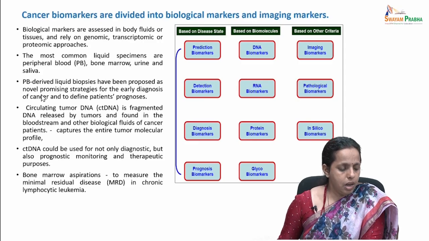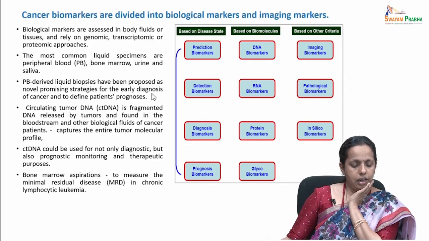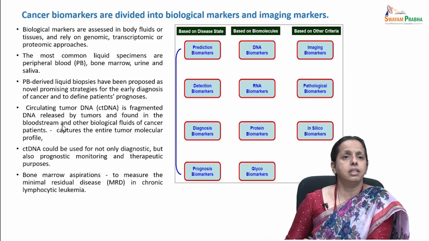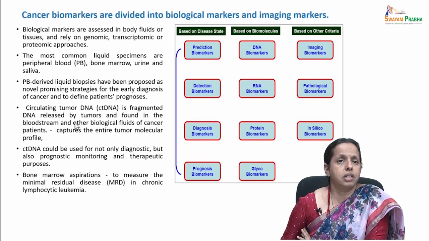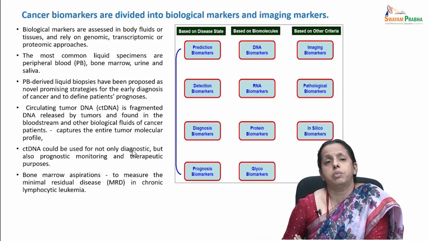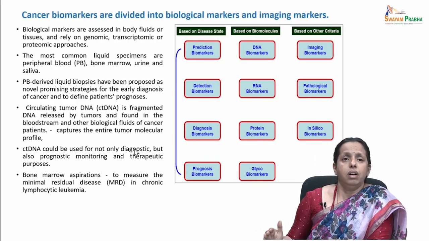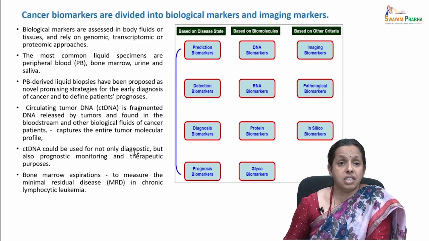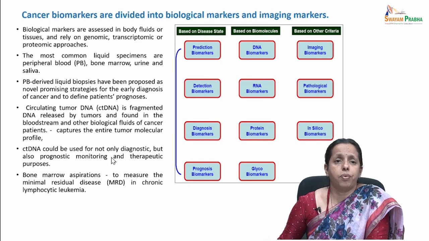They have been proposed as novel, promising strategies for the early diagnosis of cancer and to define patient prognosis. Circulating tumor DNA is fragmented DNA released by tumors and found in the bloodstream and other biological fluids of cancer patients. Usually this ctDNA molecular profiling captures the entire tumor molecular profile, not only at the time of diagnosis, maybe when a first-time patient reports, but you can also monitor therapeutic response, maybe 2 months after chemotherapy or after radiation. Yes, ctDNA molecular profiling really helps.